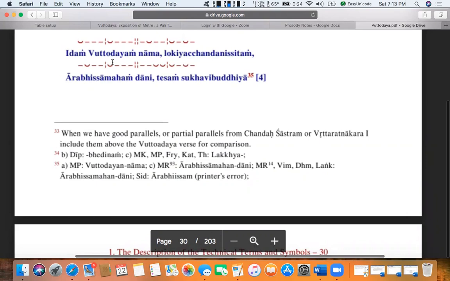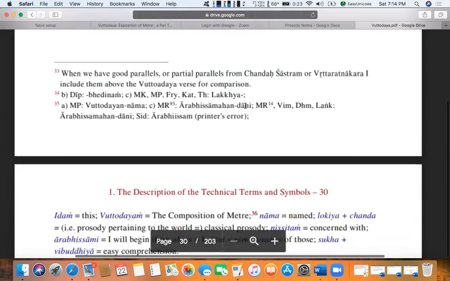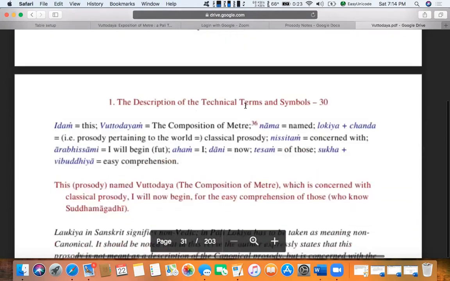Then it is kept in neuter gender because this is an adjective to... no, actually here it is the object. So Lokiya Chanda Nissitang. This is another point to be talked about. Lokiya Chanda. What is Lokiya Chanda?